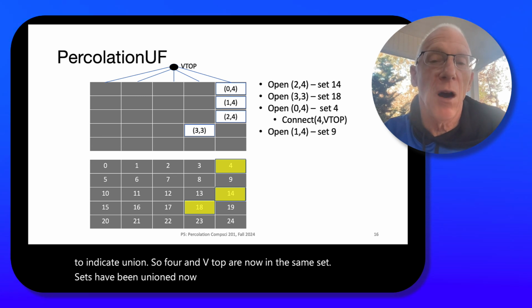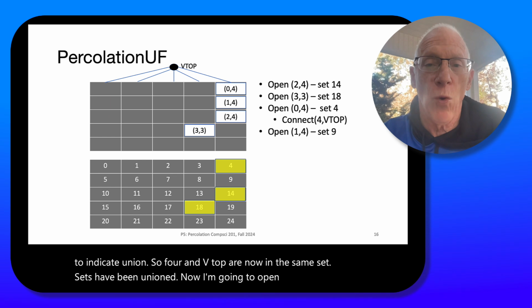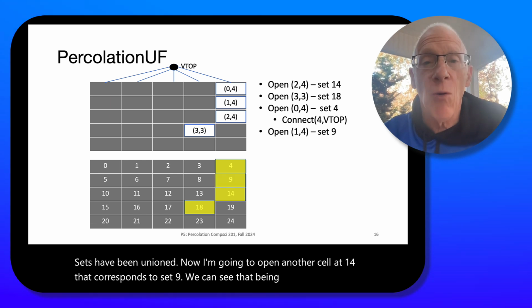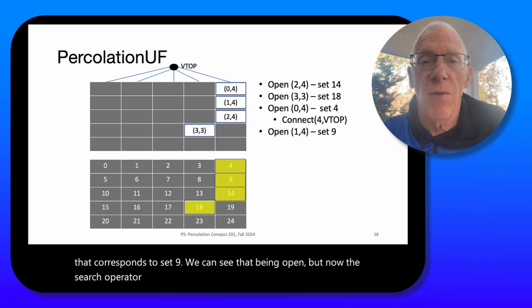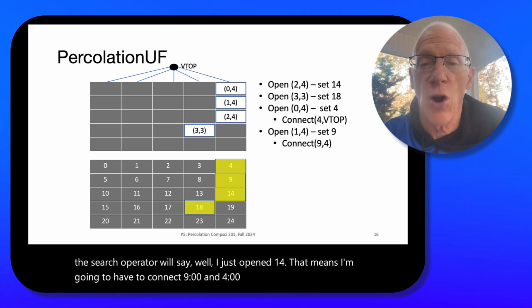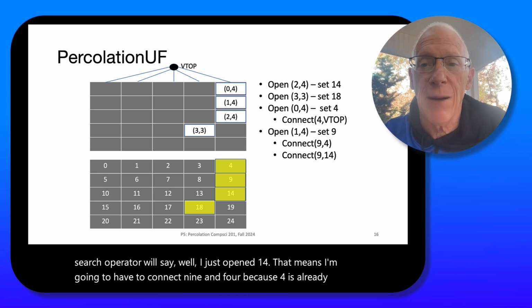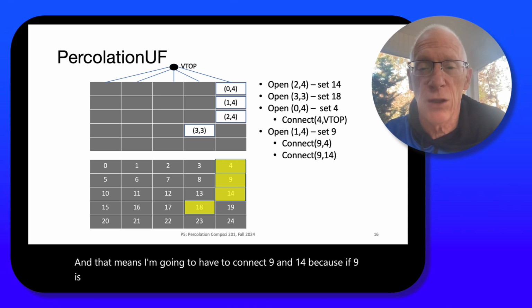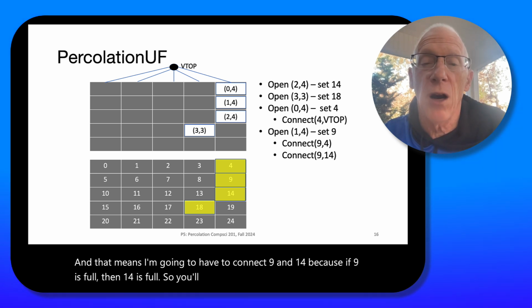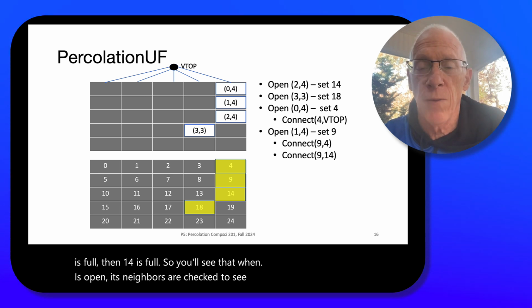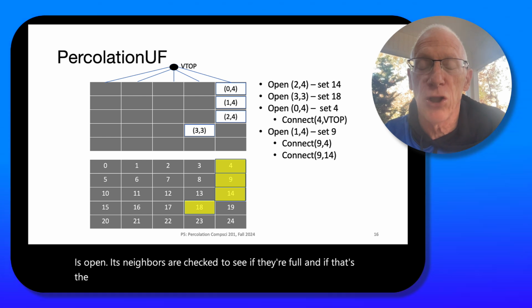Now I'm going to open another cell at 1,4. That corresponds to set 9. We can see that being open. But now the search operator will say, well, I just opened 1,4. That means I'm going to have to connect 9 and 4 because 4 is already full. And that means I'm going to have to connect 9 and 14 because if 9 is full, then 14 is full. So you'll see that when a cell is open, its neighbors are checked to see if they're full, and if that's the case, they're unioned.